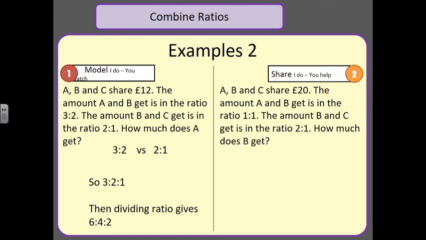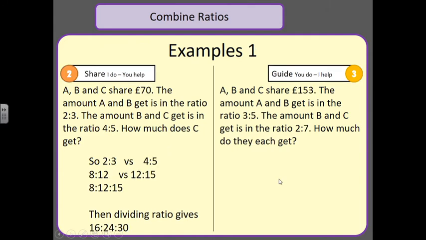Okay then, so the answer, let's have a look at what we got. After combining them, you make them both 2, so the ratio becomes 2 to 1, and then it's a case of splitting up £20 in the ratio 2 to 1. So 5 parts, each is therefore worth 4, so you multiply all the numbers by 4.